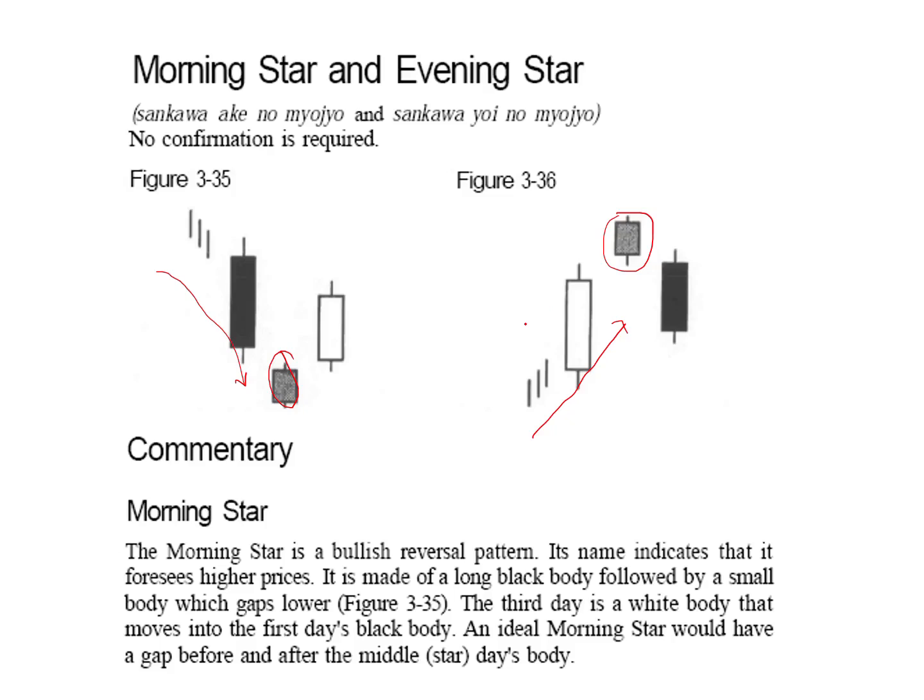Morning star. The morning star is a bullish reversal pattern. Its name indicates that it forces higher prices. It is made of a long black body followed by a small body, which gaps lower. The third day is a white body that moves into the first day's black body. An ideal morning star would have a gap before and after the middle. So here, there was a gap down and there was a gap up opening here.